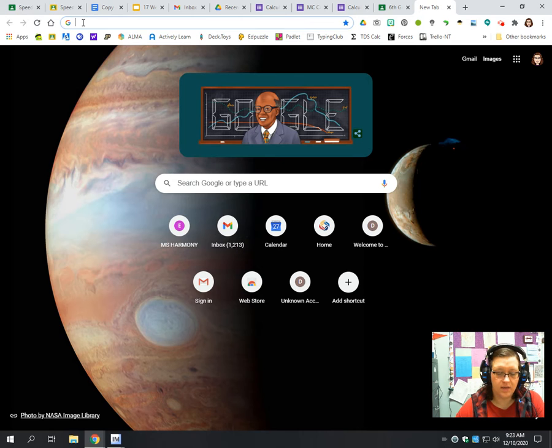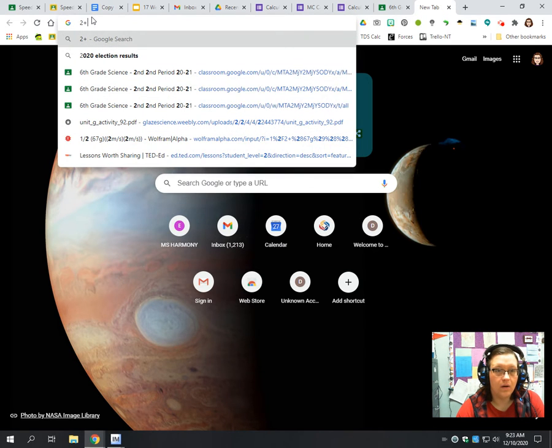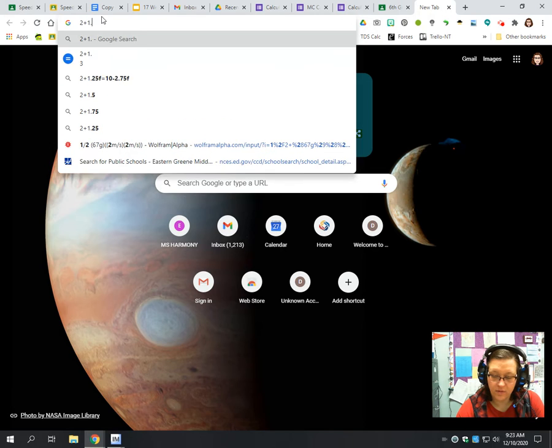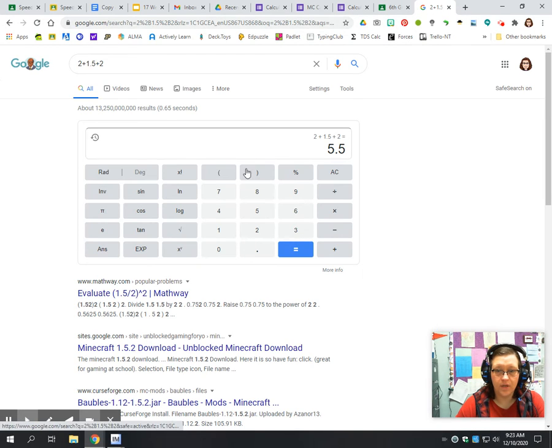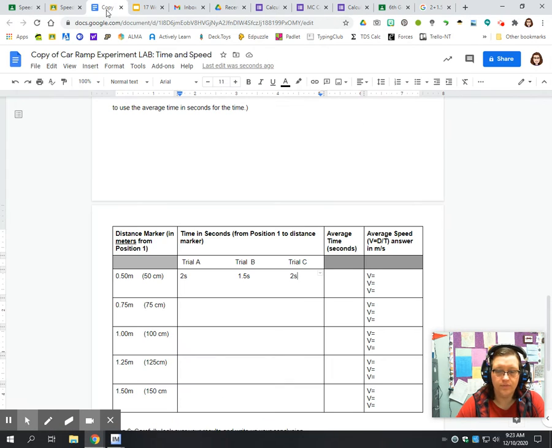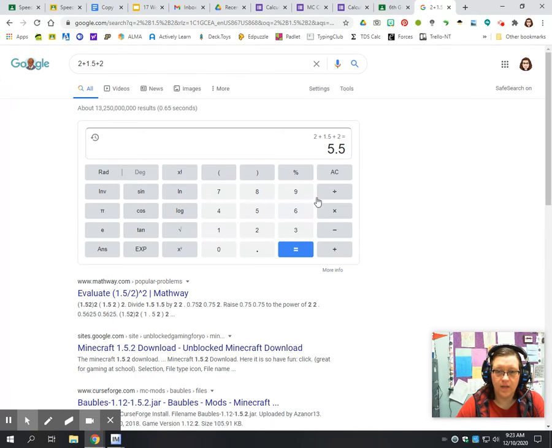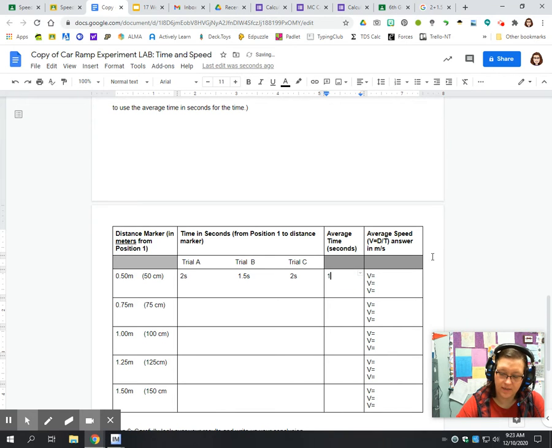So if you start typing in your numbers, it will turn it into a calculator, or you can type in the word calculator and it will take you to a calculator. So 2 plus 1.5 plus 2 equals 5.5. And I need to find the average of those three numbers. So I'm going to divide by 3. And I get 1.8 and a repeating decimal. So since this is a 3, I'm going to leave this as 1.8. So my average time in seconds would be 1.8 seconds.